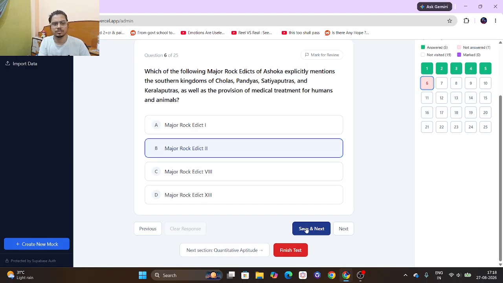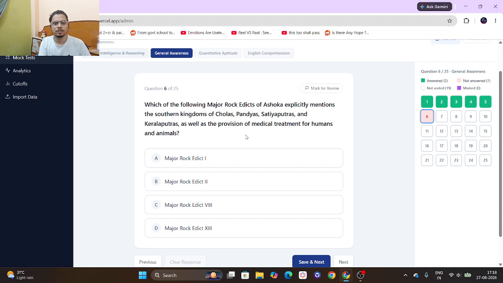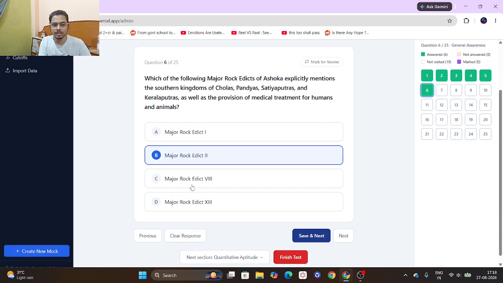Most probably. Next, which one of the following major rock edicts of Ashoka explicitly mentioned the Southern Kingdom Chola? Second, rock edict second. Chola, Chera, Pandya, rock edict second.